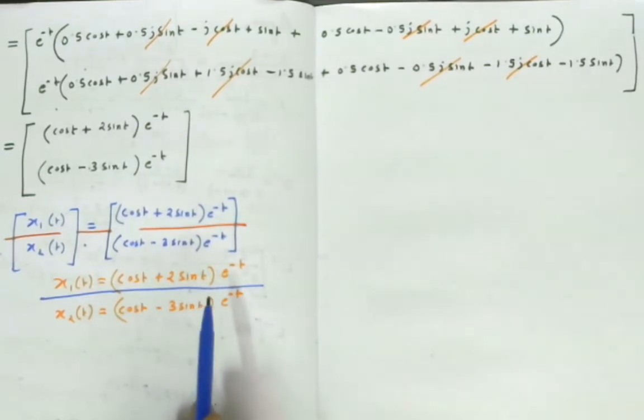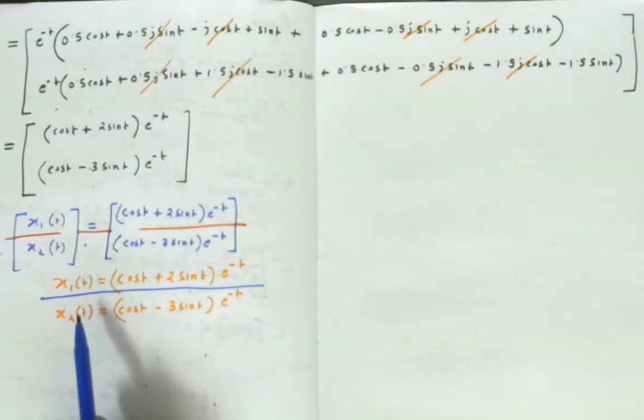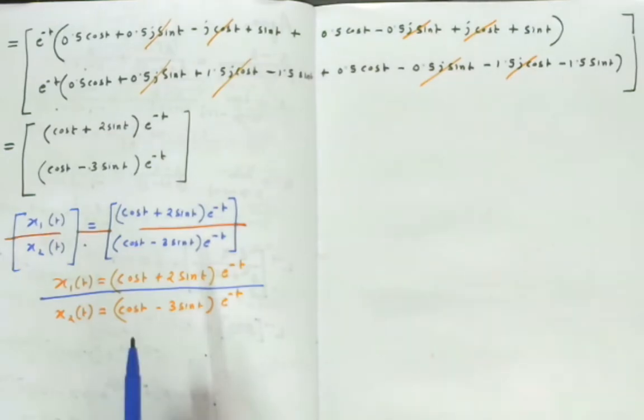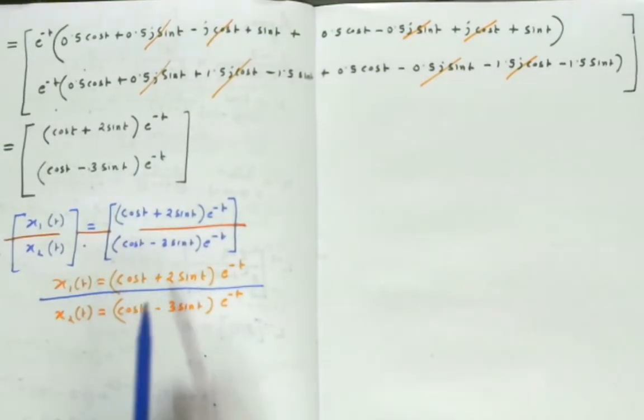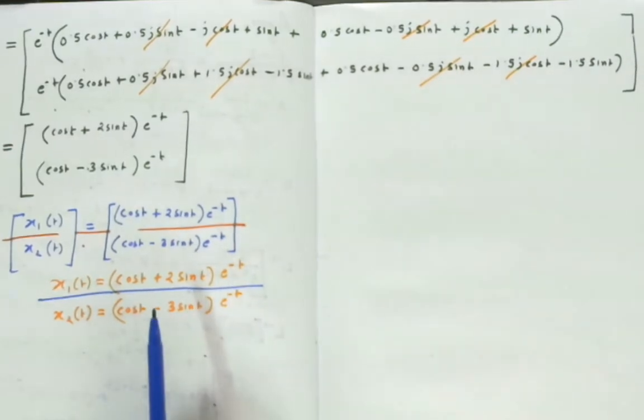For an unforced system, if it happens that when time tends to infinity the solution comes back to 0, this is called asymptotic stability. Let me tell you once again: when time tends to infinity, if the solution of the differential equation or the state variable comes back to 0, this is called asymptotic stability. So it's not difficult to see from this expression that the system is asymptotically stable.